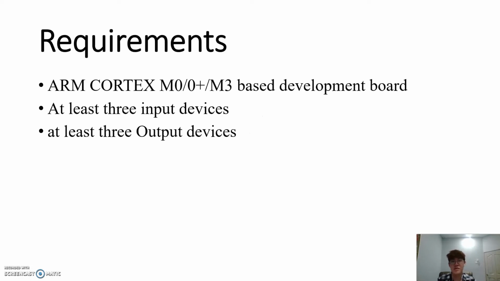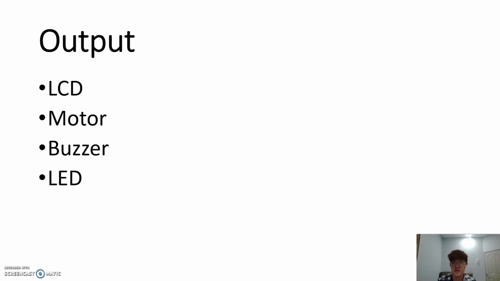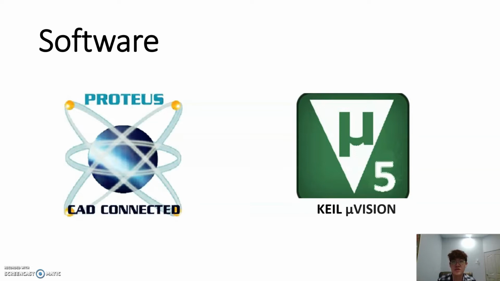In this project, we are required to use an ARM Cortex-based development board and at least 3 input devices and 3 output devices. So the inputs we use for our project, Smart Fire Detector, are a flame sensor, an LM35 temperature sensor and a push button. And the outputs are an LCD, motor, buzzer and LED. In order to complete this project, we have to use some modern tools which are produced for the simulation and Keil MicroVision for the coding. For further details, my groupmates will present about it.